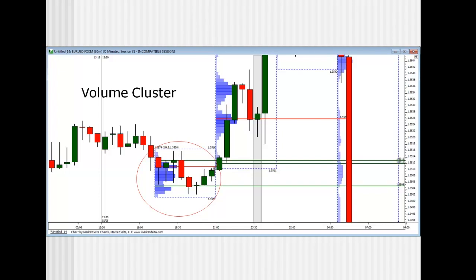And of course, once again, hopefully by being able to identify my color codes, the value area high and the value area low band or limit for me my actual value area. So here's the value area for this particular cluster.